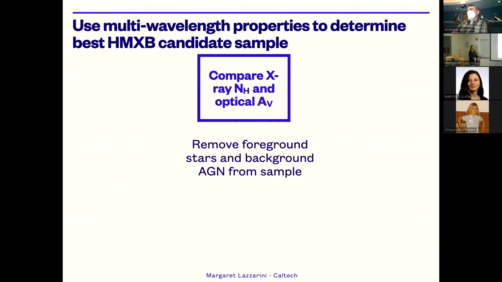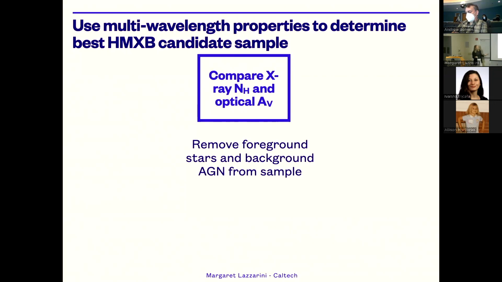So the first thing we do is we try to compare the extinction that we measure in the X-ray spectrum for the sources with the optical dust extinction. We expect that those 2 things should be correlated. And if we have a source for which they're completely uncorrelated, that might mean that it's not actually a source in the disk of M31 or M33.